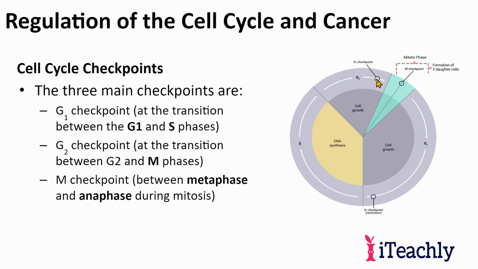Checkpoint 2 is the transition between G2 and mitosis. And this is really going to make sure that you have everything set up to actually begin mitosis. And then you have a checkpoint between metaphase and anaphase. This is to make sure all the, that's right here. So metaphase is when they line up in that middle plate. And so they have to make sure all those chromosomes are actually lined up.